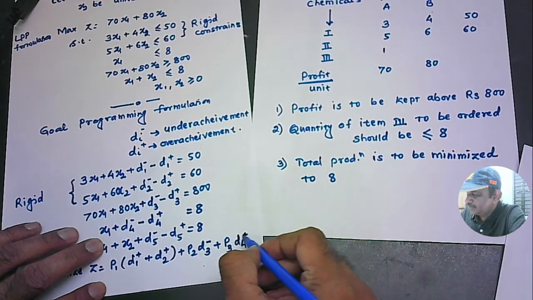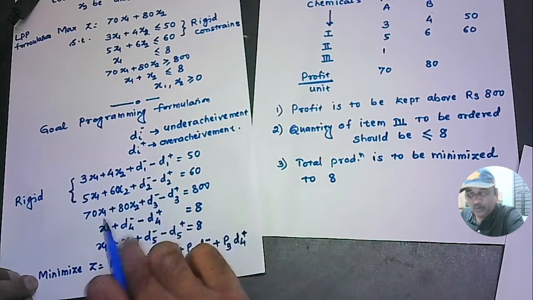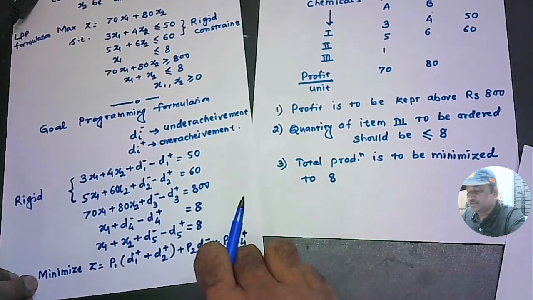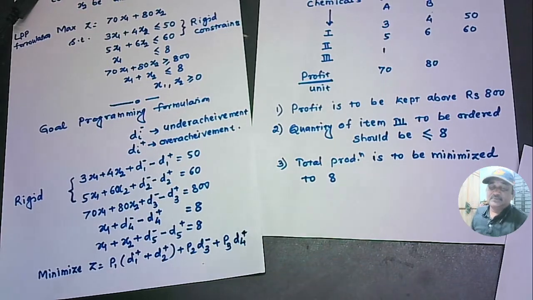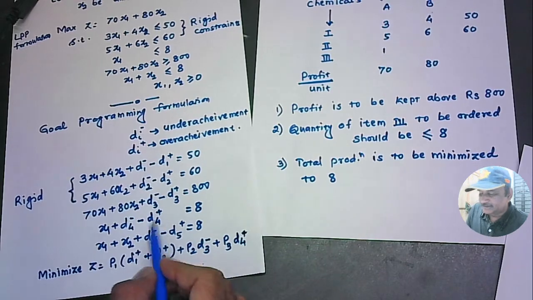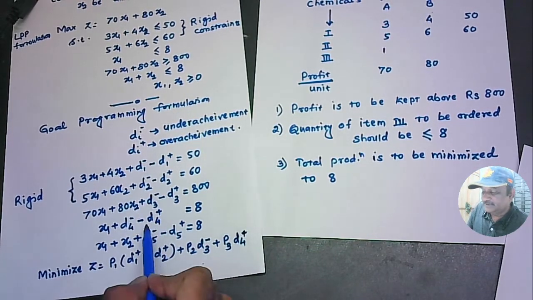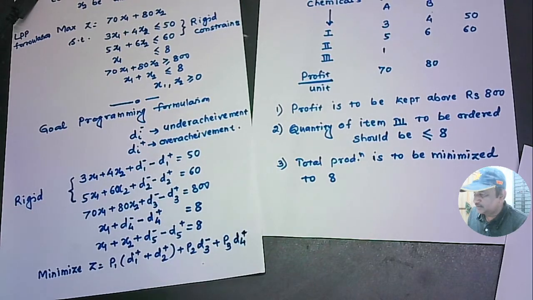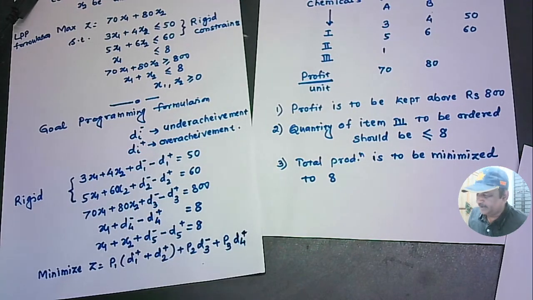You find out your own mechanism of finding which variable out of these two will come to multiply. It's very simple, but sometimes it will get you stuck thinking whether it is this or this. Here it is D4 plus, because you want to minimize this, given the condition that you don't want to exceed the ordered quantity by more than 8. So this is to be minimized. Overachievement is to be minimized.